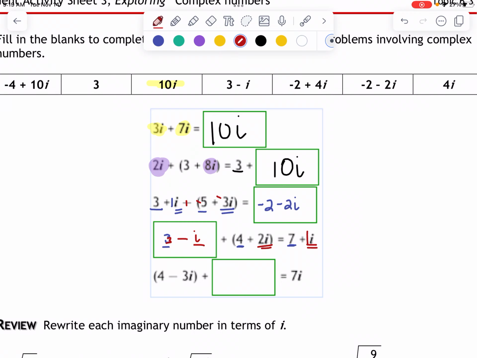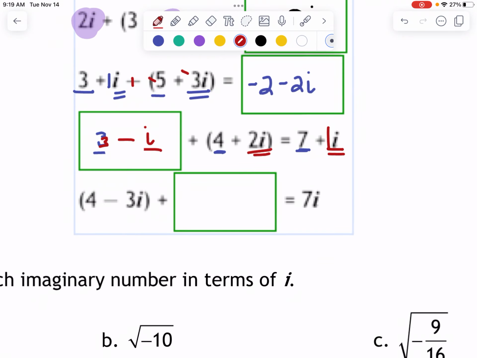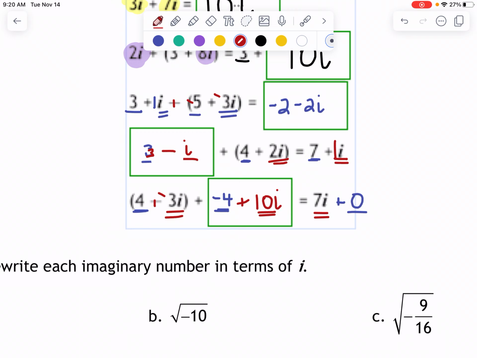All right. And then last but not least, I have 4. I need something else to get me to, well, I don't see a real part hanging out here. So I might think of that as plus 0. So I know that 4 and a negative 4 together are going to give me 0. Taking a look at the imaginary part, I have a negative 3i, and I want to get to a positive 7i. So I might work backwards and think, all right, what minus 3i gives me 7i, and I'm missing a positive 10i, because 10i plus a negative 3i gives me the 7i. All right, there we go.